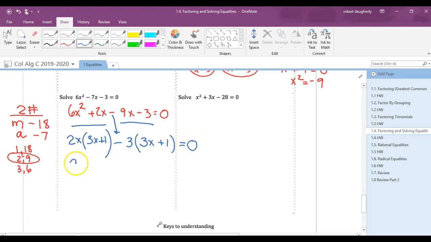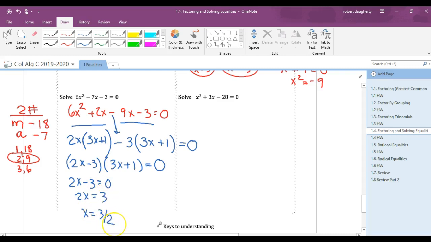So what is the final factorization here? 2x minus 3, 3x plus 1 equals 0. That is completely factored, and now I do what? Set each one equal to 0. So if 2x minus 3 equals 0, that means that 2x equal 3, or x equal what? 3 halves.